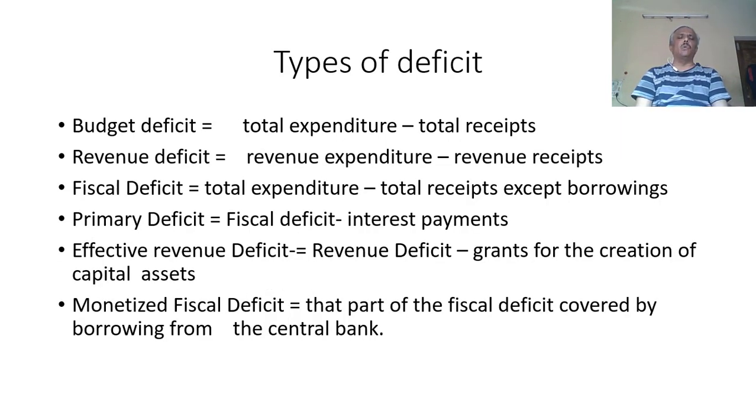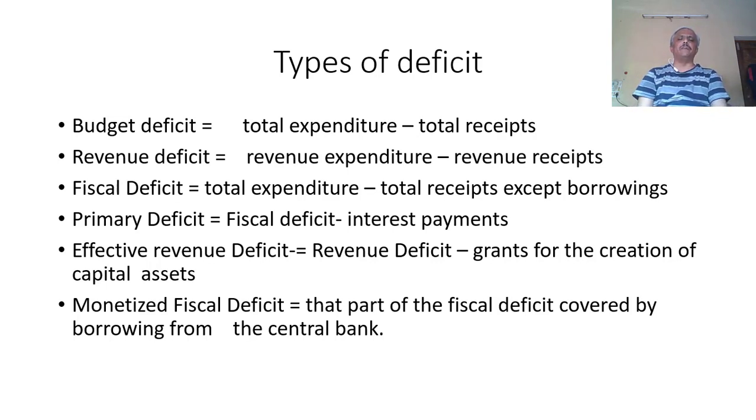Types of deficit. What are the different types of deficit which can appear? That is budgetary deficit. All of us know that total expenditure and total receipts. Every year governments are going to prepare a budget. While preparing the budget, almost all governments prepare a deficit budget, which means their expenditure is over the receipts. As a result, other alternatives are provided for the purpose of revenue.